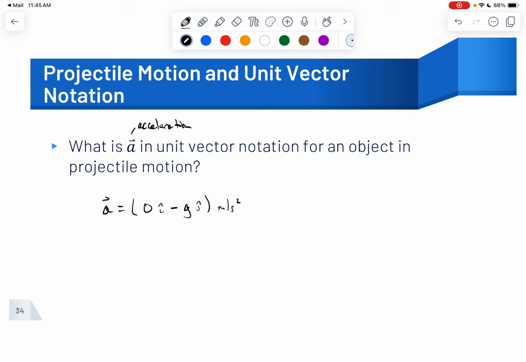So when we're writing out this vector, sometimes we'll just simplify it. If we have something that is going to be, in this case, 0 i hat, we can just get rid of it. We can say our acceleration for an object in projectile motion is just going to be negative g j hat, where again, g is just going to be our value of 9.8.